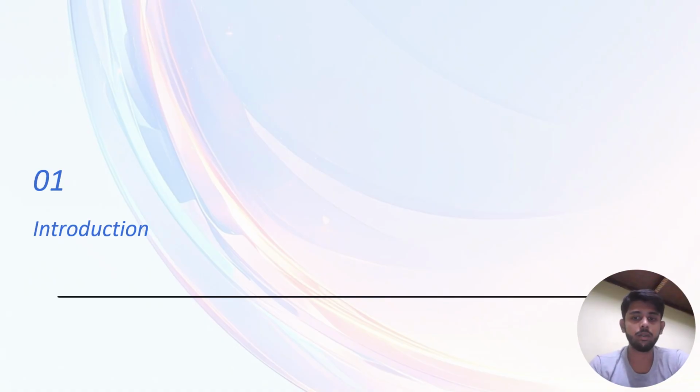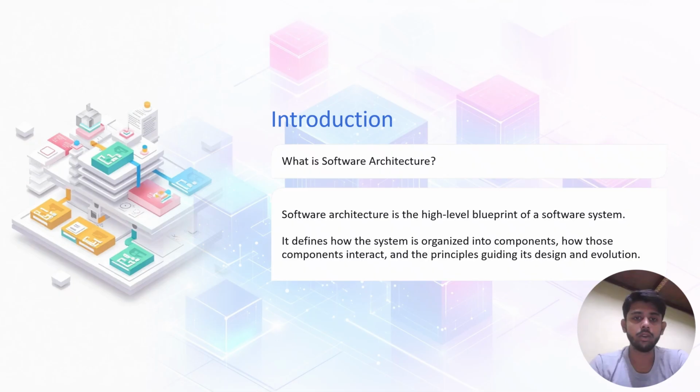So beginning with the introduction, let's start. So what is software architecture? As the definition says, software architecture is a high level blueprint of the software system. It defines how the software is organized into components, how those components interact, and how the principles guide its design and evolution. So basically, a software architecture is a guideline, or we can say a blueprint, which the software developer should follow while designing software.